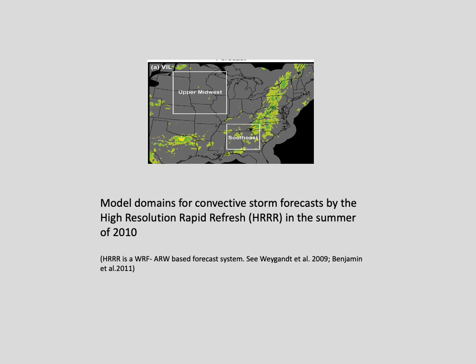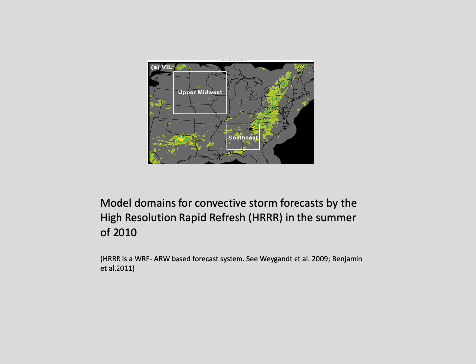This is an example of verification based on HRRR. HRRR is the High-Resolution Rapid Refresh modeling system used by NOAA. It is based on WRF ARW. This system has been applied for real-time weather forecast at 3-kilometer resolution in the past several years. At this resolution, it is cloud resolving and convection allowing.